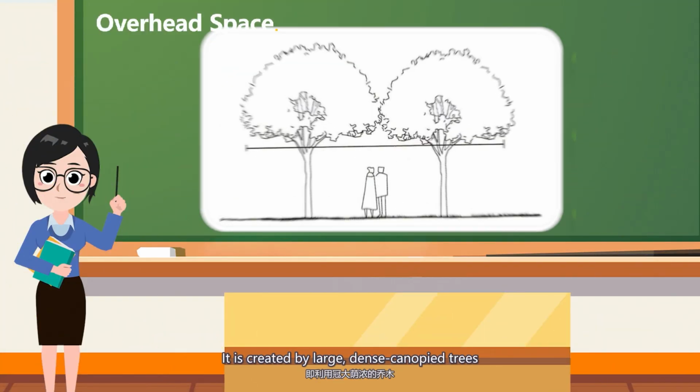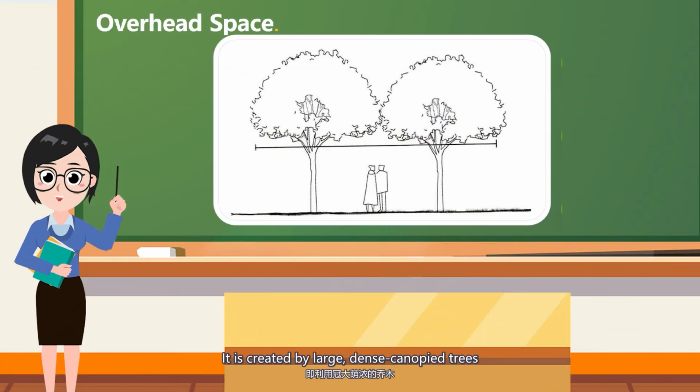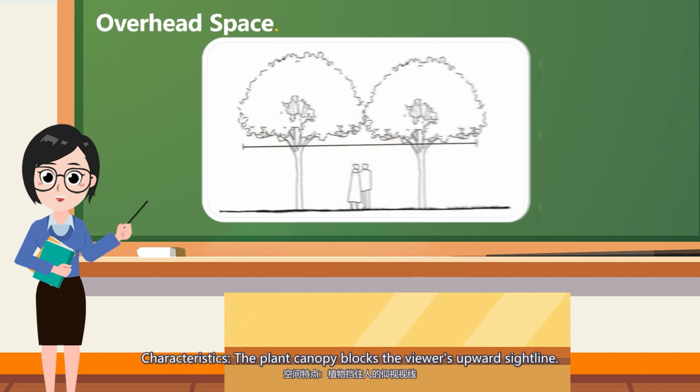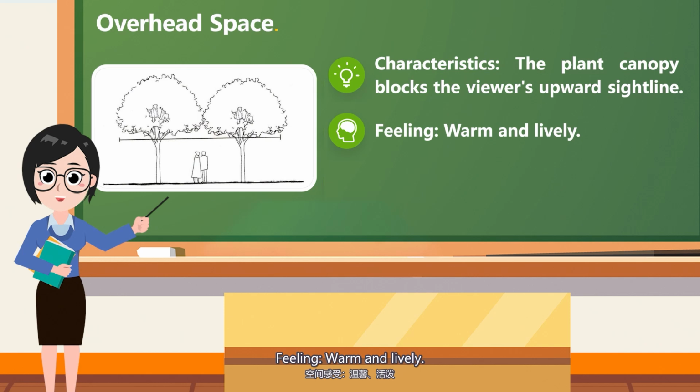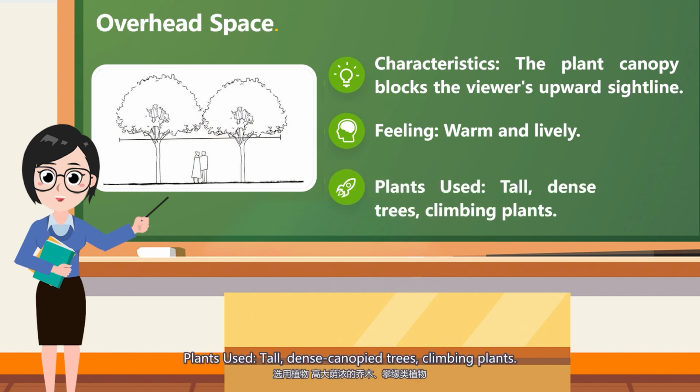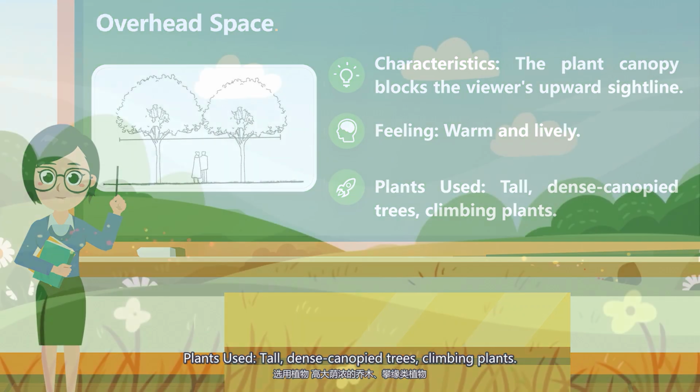Overhead space. It is created by large, dense canopied trees that form a top cover while the sides remain open. Characteristics: the plant canopy blocks the viewer's upward sightline. Feeling: warm and lively. Plants used: tall, dense canopied trees, climbing plants.